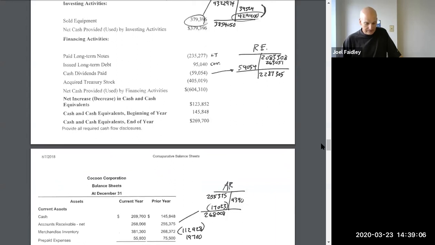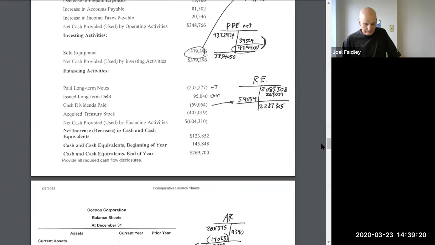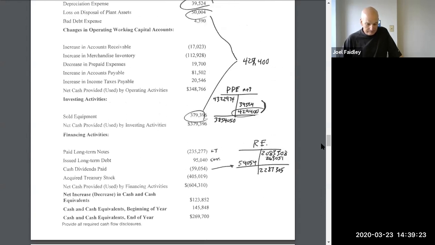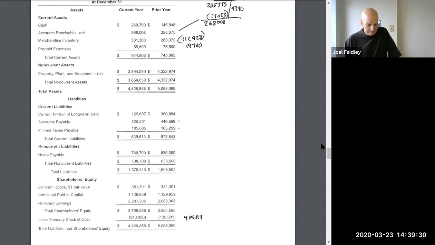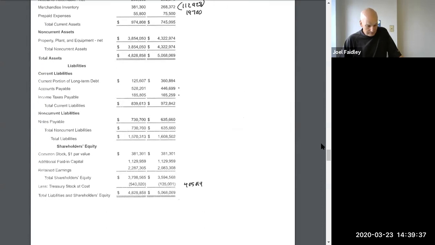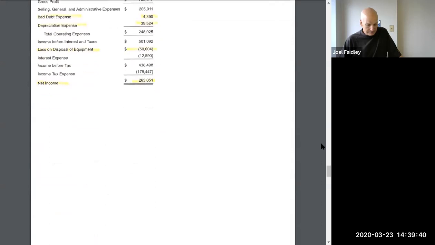Retained earnings, we need to reconcile to get the cash dividends paid. See how you take the beginning retained earnings balance, your ending balance. There's my net income. So that's got to be a debit for $59,054, which says those are the dividends paid. All right, so that's number 5. Let's go ahead and look at 6.